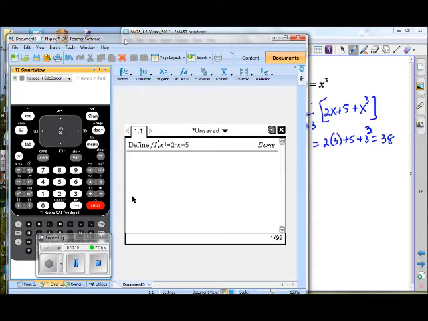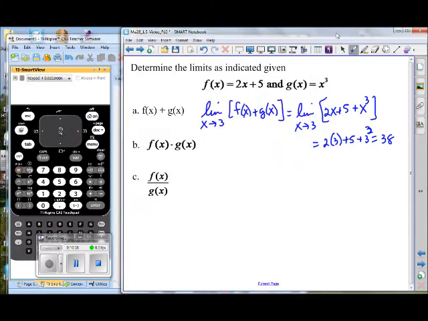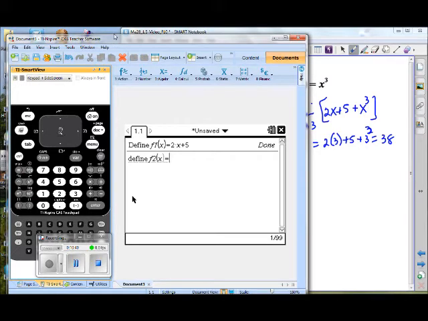And then we're going to define another function, f2 of x. And we're going to define that as our g of x over here, which is x cubed. And we're going to use the caret there, and x cubed. Okay, and press enter.